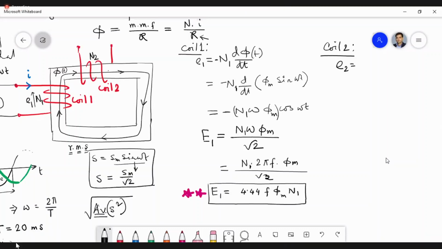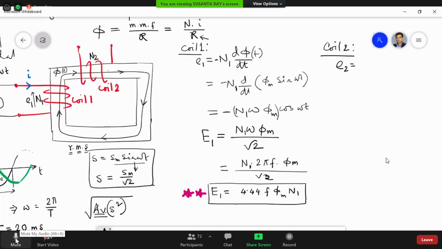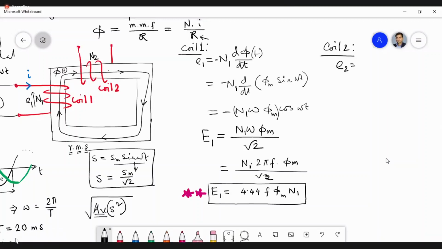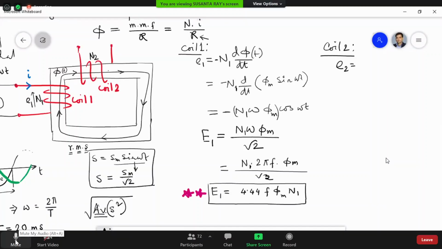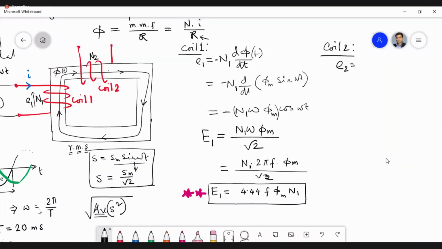Which flux is linking N2? Is that the same? Correct. So that means the same flux is linking both the coils. Now you can call it mutual, because the same flux is linking both the coils, so you can call it the mutual flux.